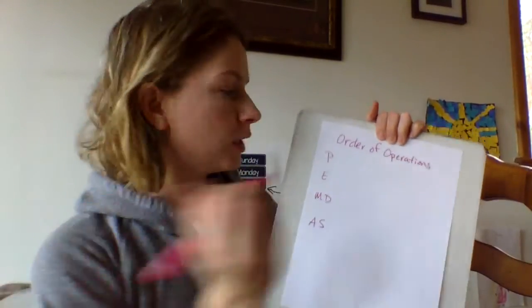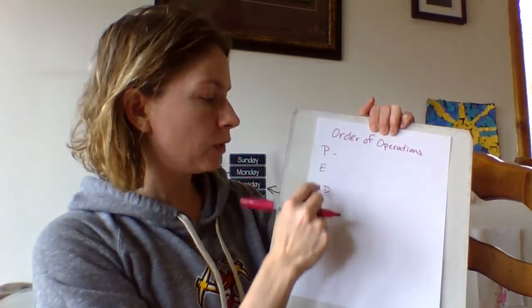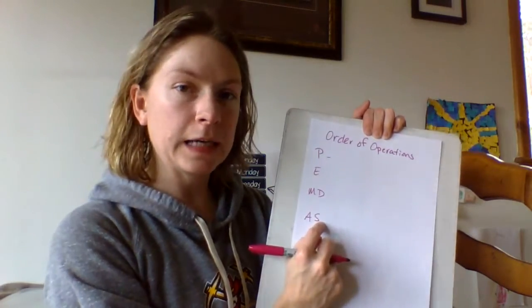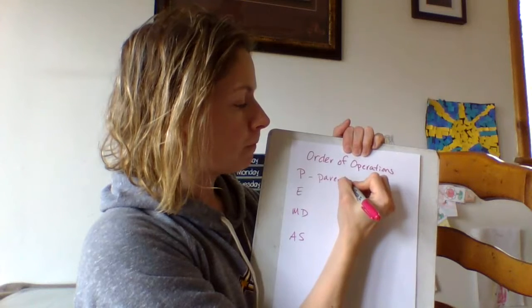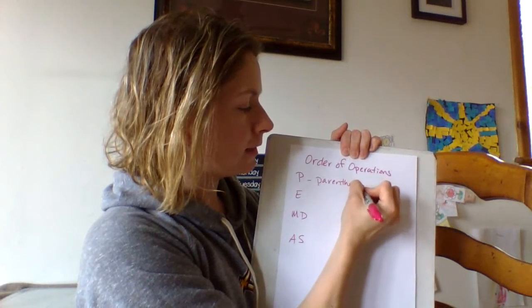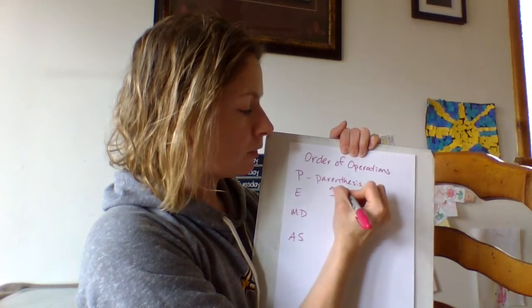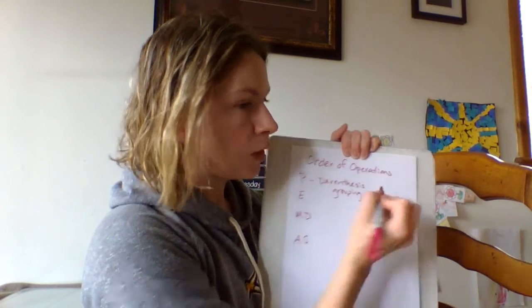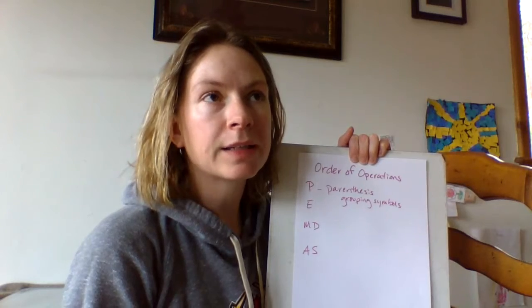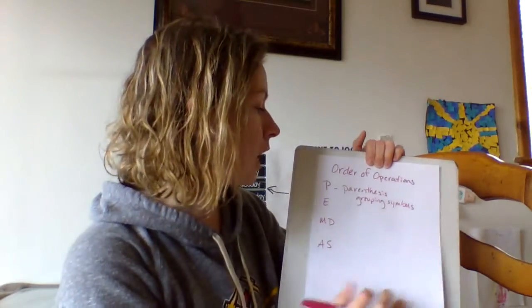So order of operations, the first one, it's please excuse my dear Aunt Sally, right? The first one is parentheses, or any grouping symbols. Right, so that could be if you've got absolute values, if you've got a fraction bar, remember that fraction bar groups that stuff that's up on top.